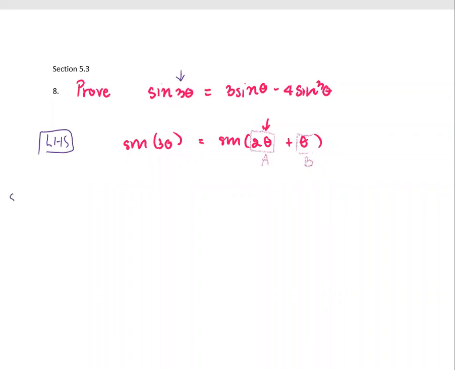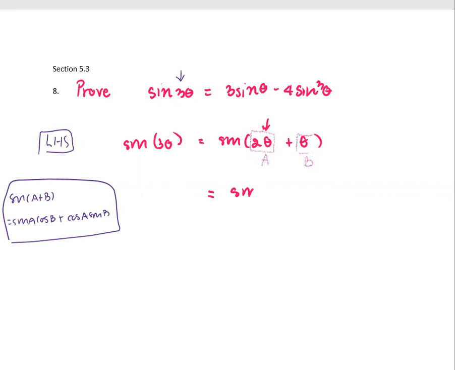Put on the notes here: the sine of the sum A and B is sine A cosine B plus cosine A times sine B. That means our expression, the sine of an angle 2 theta added by an angle theta, will be in the form of sine of 2 theta multiplied by cosine of theta, plus the cosine of 2 theta times sine of theta.